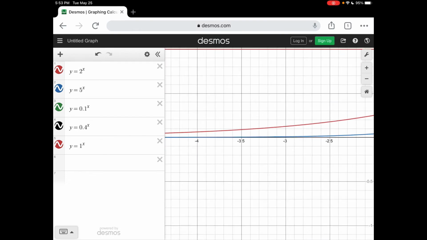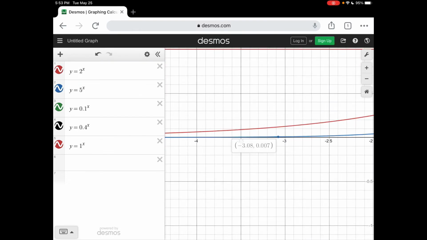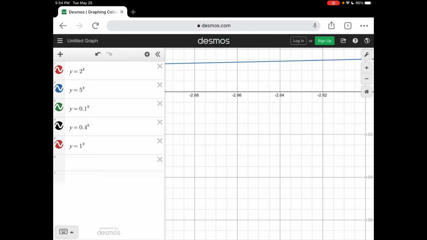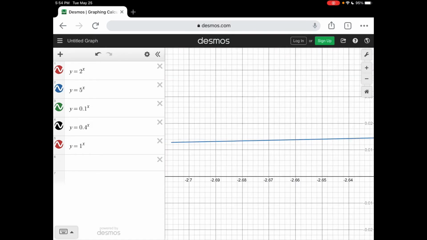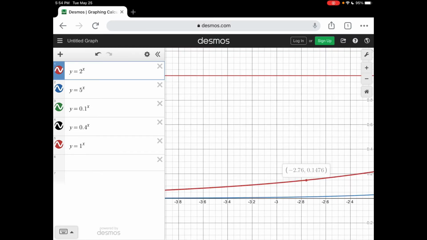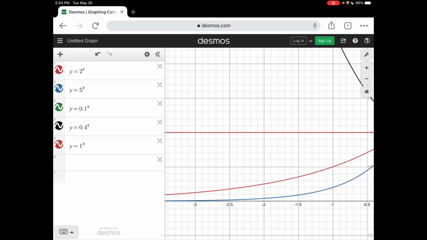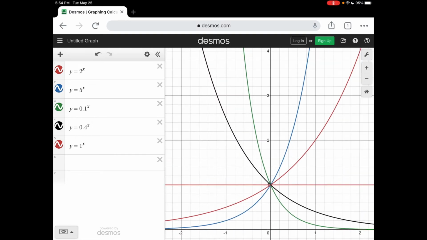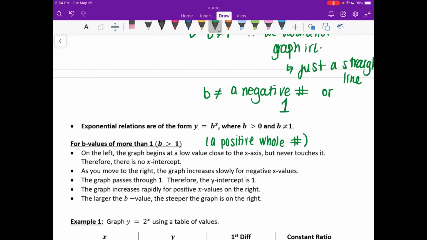They just get really, really close, some closer than others, but it's never actually 0. If you notice, it never actually touches the x-intercept. It just gets super, super close to the point where it feels like it's touching it, but it's not. So there's no x-intercept.